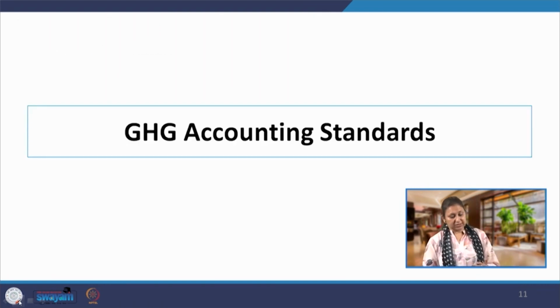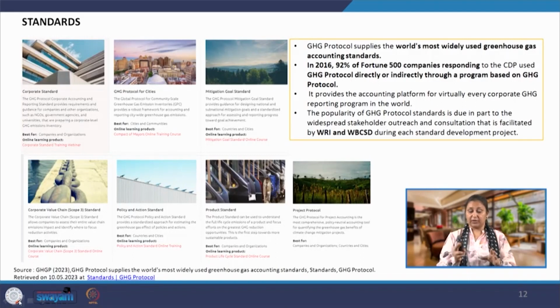Now, coming to GHG accounting standards within GHG protocol. Within GHG protocol we have these 7 standards for different purposes, for different user groups, for different entities. So, we have a corporate standard which was also the first one to be established. The corporate standard enables corporate accounting and reporting for corporates.